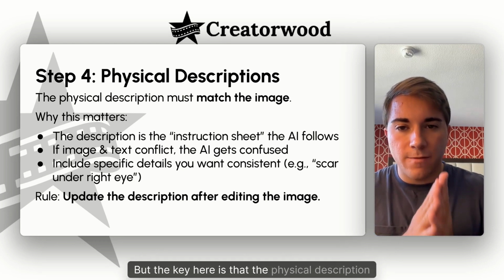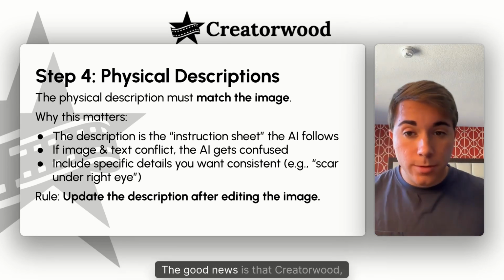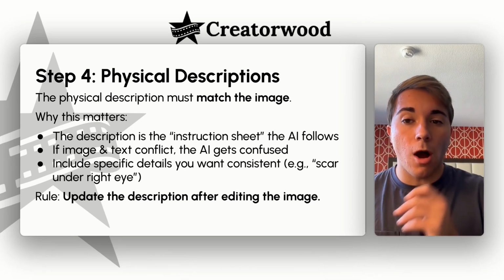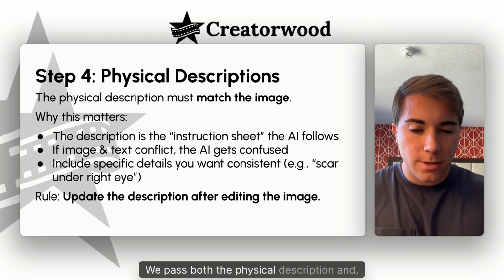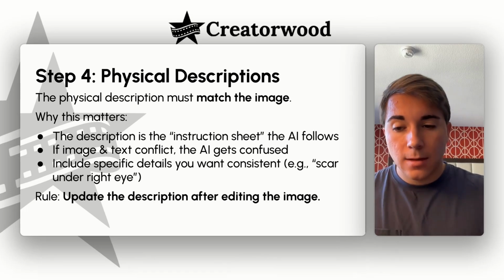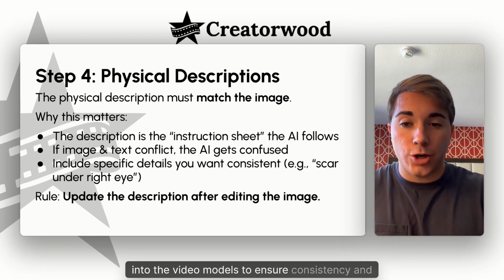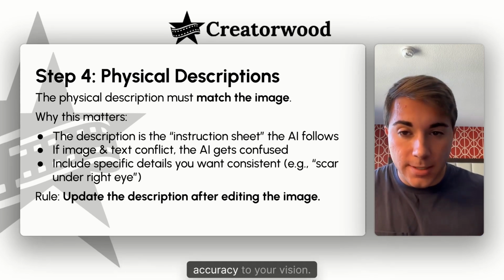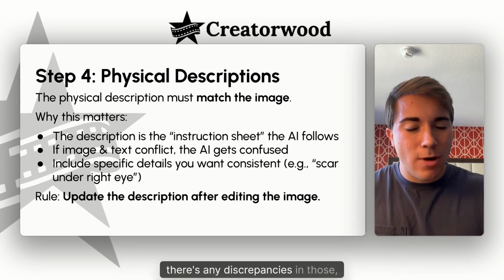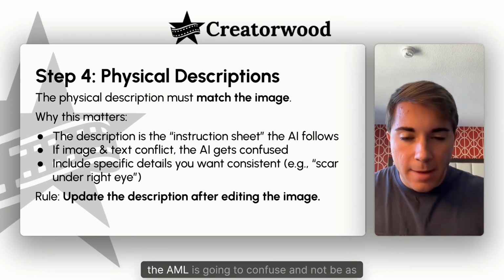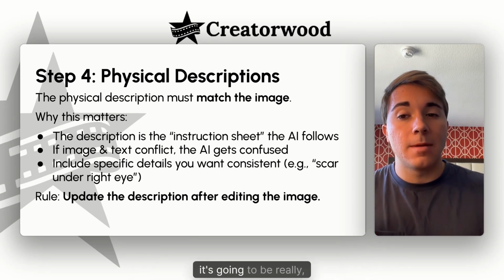But the key here is that the physical description must match the image. The good news is that Creatorwood, as you edit the image, automatically updates that physical description. We pass both the physical description and the image into the AI video models to ensure consistency and accuracy to your vision. So it's important that they both match, because if there's any discrepancies in those, the AI models are going to get confused and not be as consistent. But if you have both matched up, it's going to be really good.